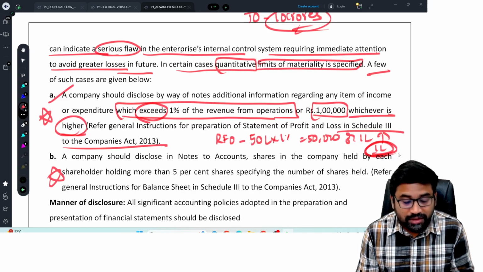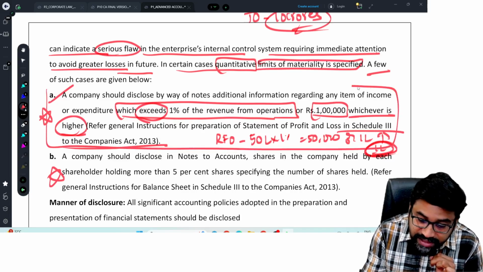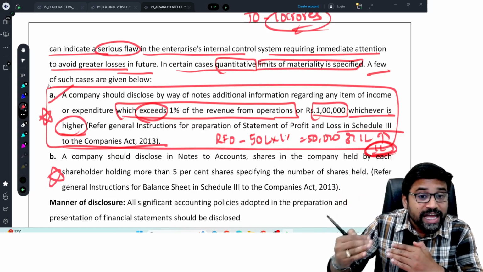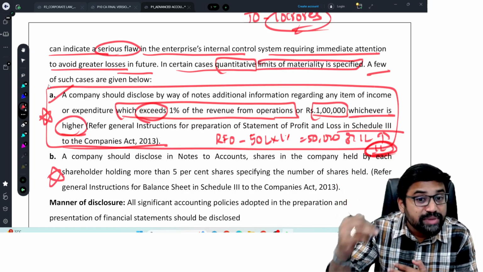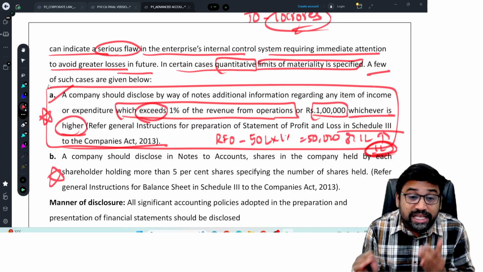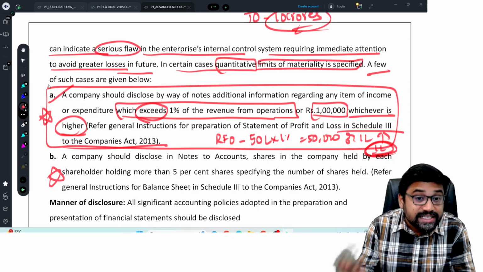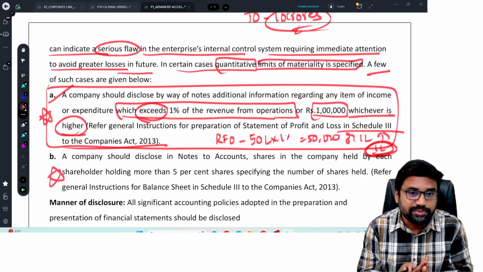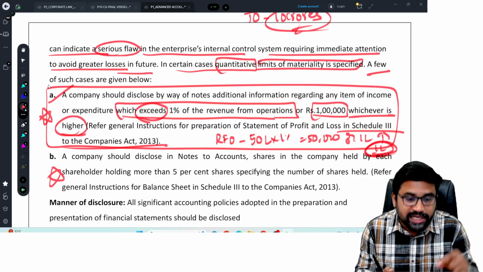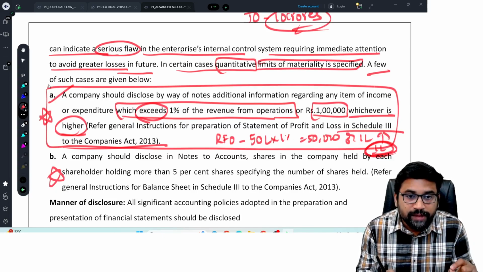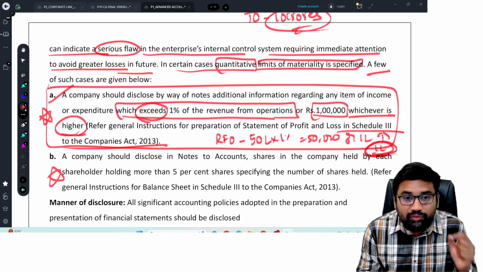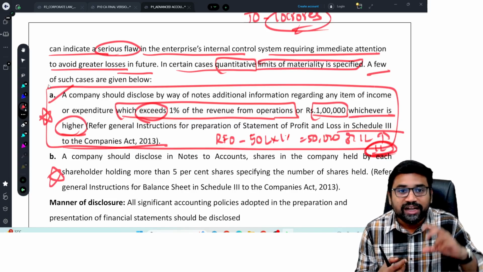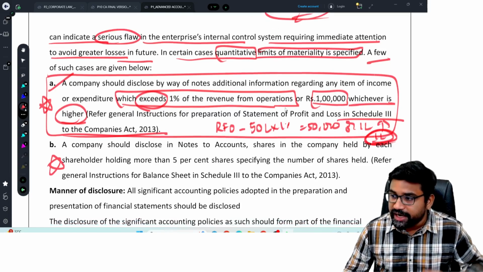Now, when Schedule 3 itself is saying that any income or expenditure, if it exceeds the threshold limit, has to be disclosed separately, definitely this is a material item. So sometimes material items are decided by the law itself, the standard itself. Schedule 3 has decided the materiality concept. So if anybody asks you what is the best example for materiality, you can write that according to Schedule 3, any income or expenditure which exceeds 1% of revenue from operations or 1 lakh, whichever is higher, is a classic example of a material item, and in respect of that we need to disclose all additional information.